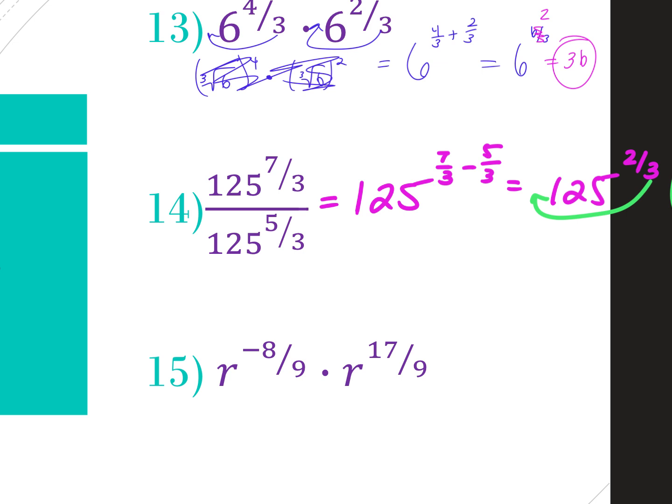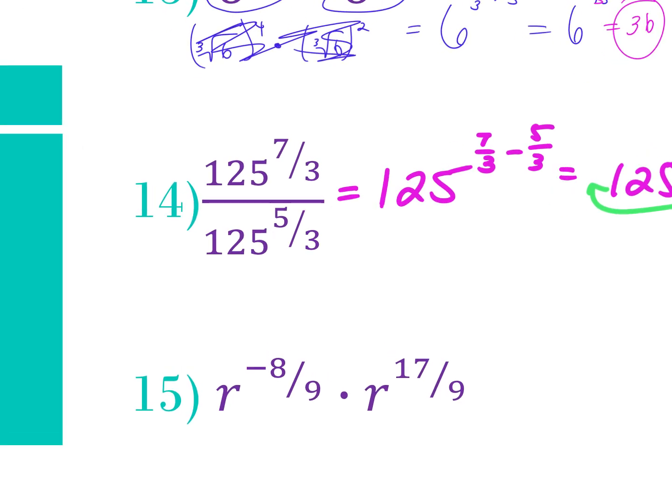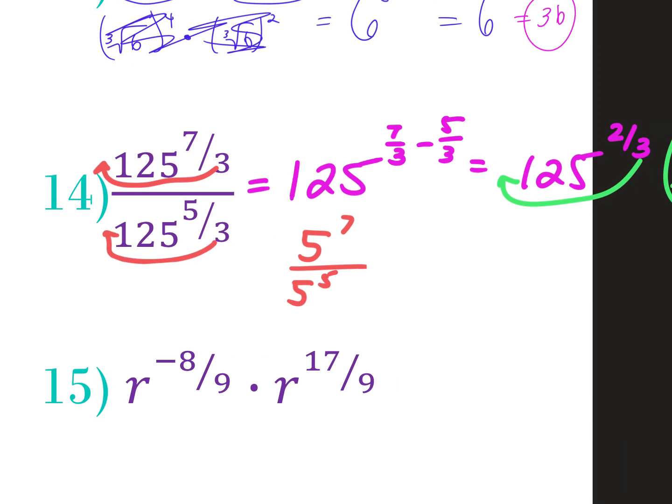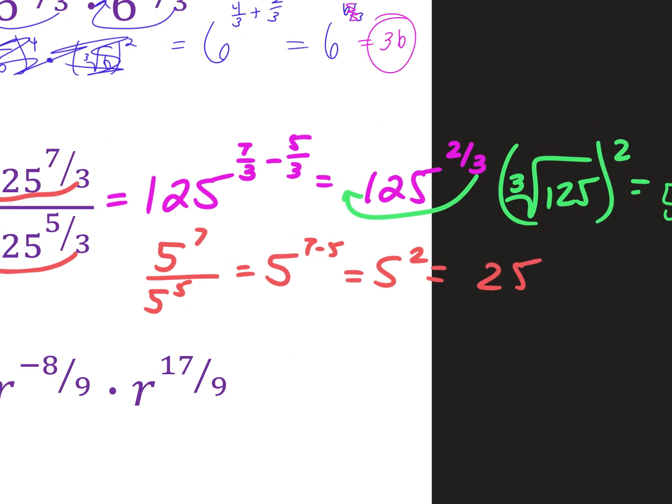Last period, someone said, well, can't you simplify the numerator and the denominator? Can we? Okay, let's try that. If I take the cube root of 125, what is it? 5. So 5 to the 7th over the cube root of 125 is 5 to the 5th power, right? All right, well, what do we notice? Bases are the same, so 7 minus 5 is 5 squared, which is what? 25. Is that the same thing we came out with?